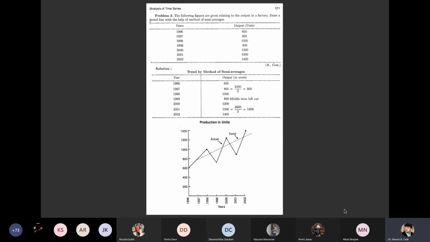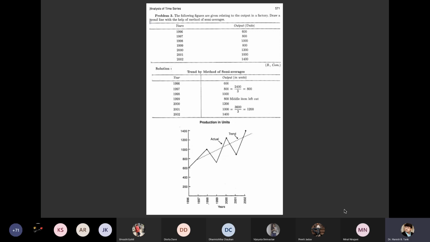Are you getting a similar type of trend line? Yes, sir. That's great. So we have taken care of both the methods, semi-average.